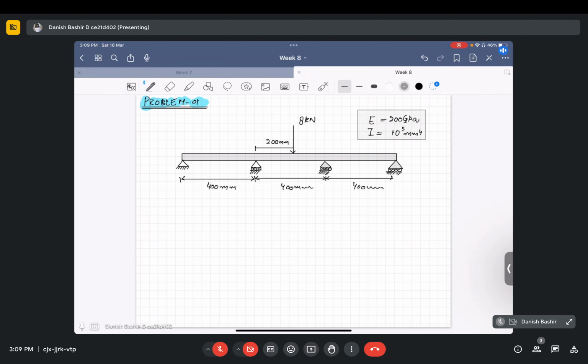What we are required to find are the deflections, moments, and shears in the continuous beam. We have to find deflections, moments, and shears. These things we have to find.